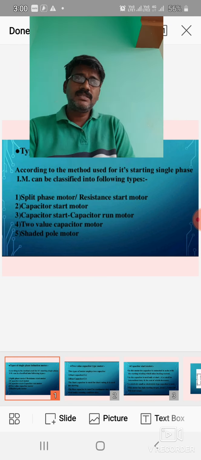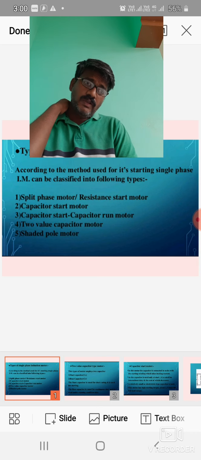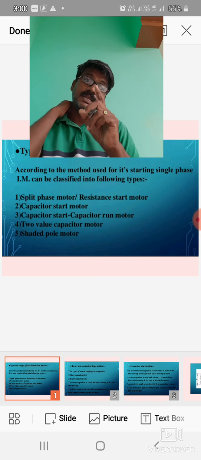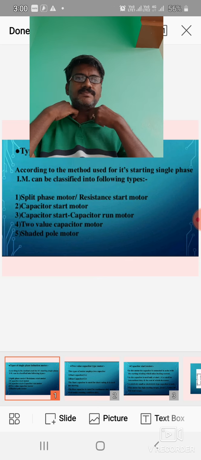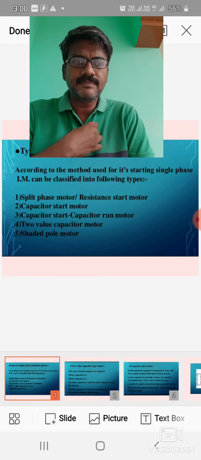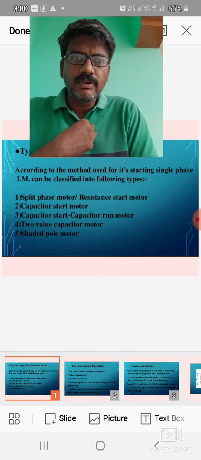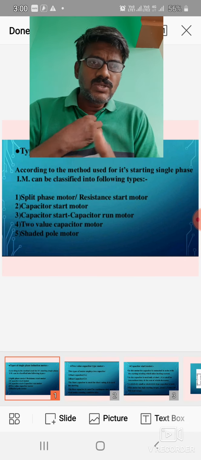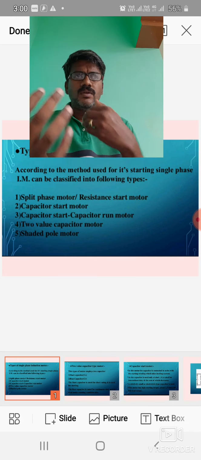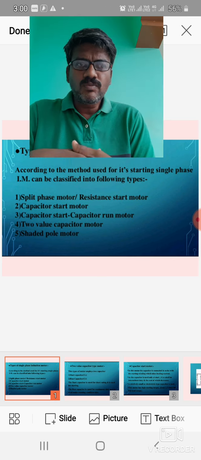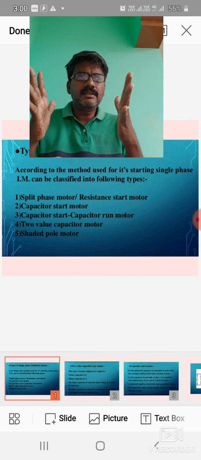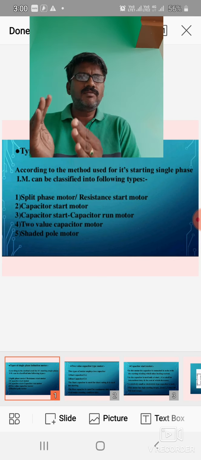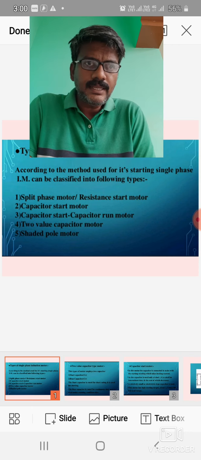In case of a three phase induction motor, we provide a 120 degree phase shift between each flux produced by the three windings, right? In case of a split phase motor, we are splitting the winding into two parts: one is the main winding and the other is the auxiliary winding, right?